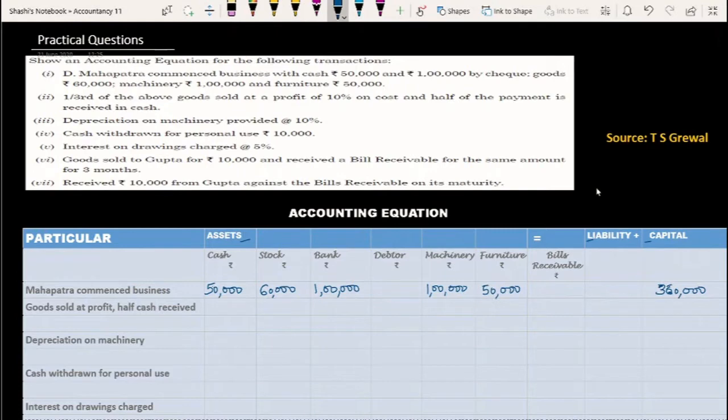Now the second transaction says that one third of the above goods sold at a profit of 10% on cost, and half the payment is received in cash. So we'll take this one as two different transactions. Let's understand it. One third of the above goods. So 60,000 is the stock with the business. Now one third of this is sold. So I'm writing it in brackets, which denotes that these goods are reduced. It is sold for 10% profit. So goods of cost 20,000 are sold for 10% profit, which is 2,000.